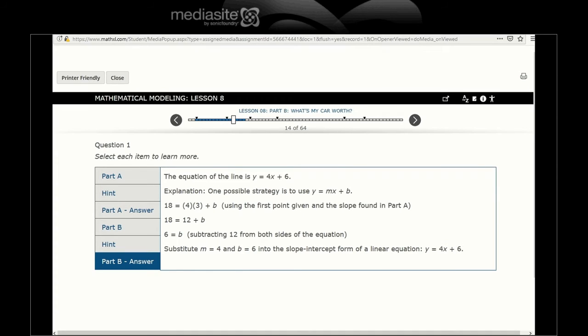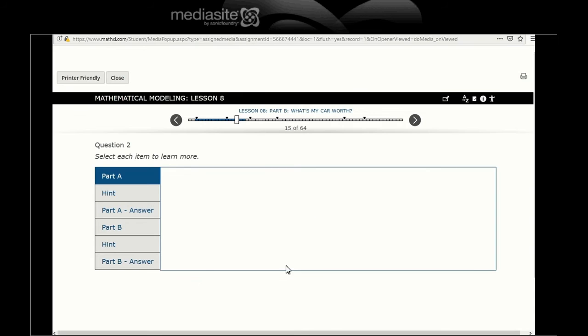Yep, they used a point and plugged it back in, just as we did it. Next question. Pretty much the same thing. Given the points (1, 56) and (9, 16), find the slope of the line that contains the points.